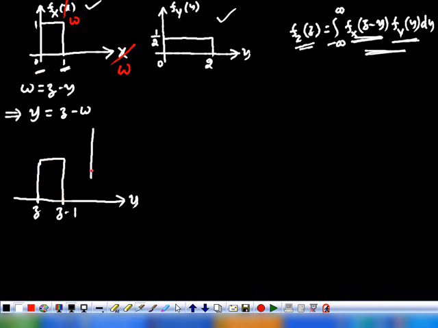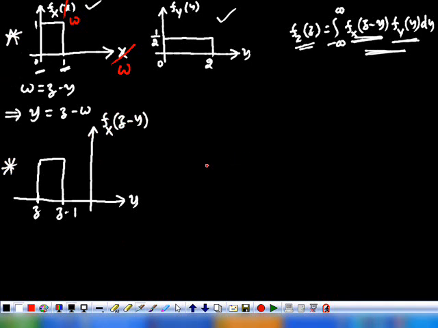Now what is this function? This function is fX of z minus y. See the difference between this and this. This is fX of x. This is fX of z minus y.